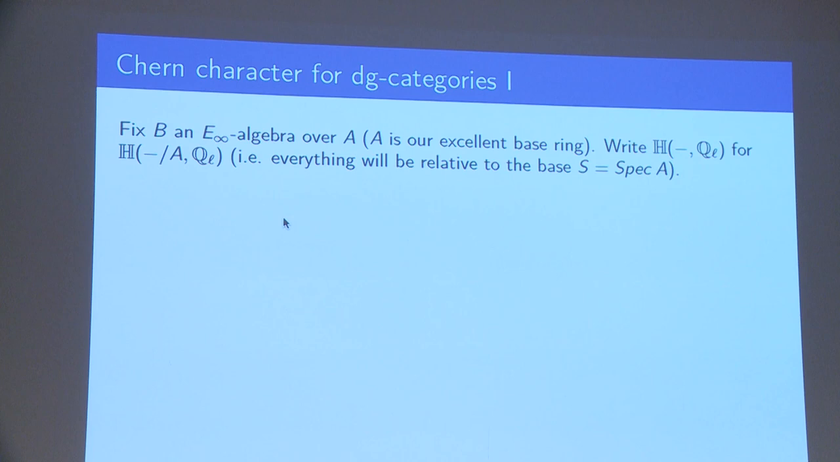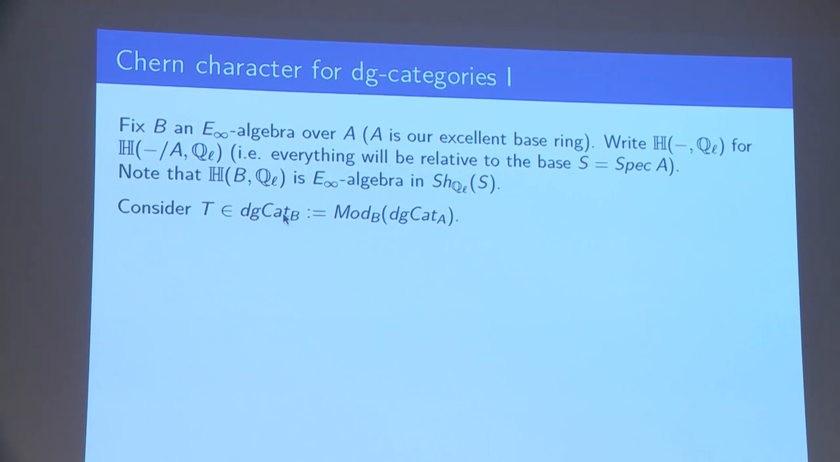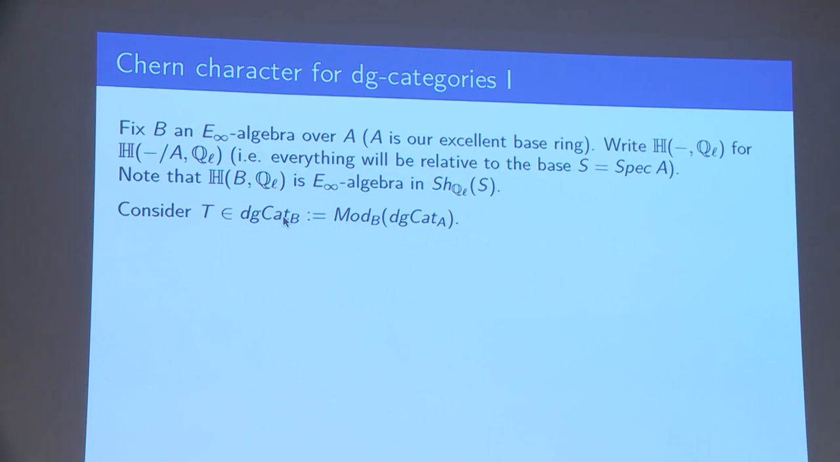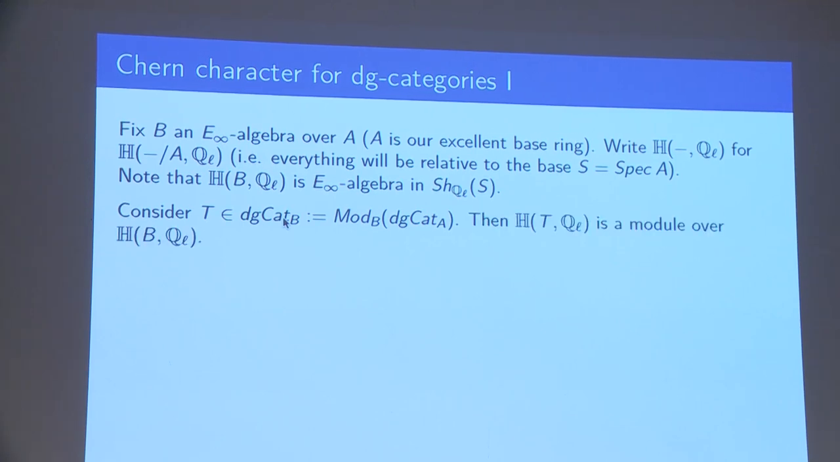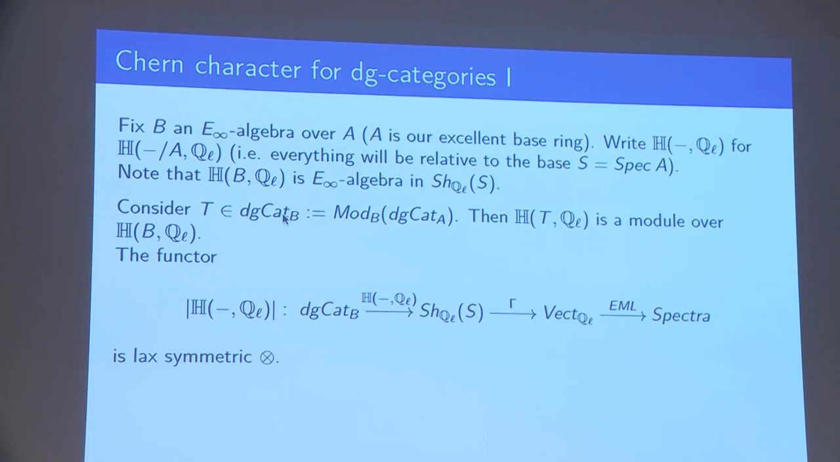And we always work relative to A, so I will just write H Q_l without referring to the fact that everything is over A. And note that if you take the Hall realization of B, so B is an infinity algebra, so you can view it as a DG category, and if you take the realization, this is an infinity algebra in l-adic sheaves. And now you take a DG category which is linear over B. So it's a module in DG categories over A, over B, which is an infinity algebra. Think about this as a B-linear DG category. Then since T is over B, the realization is a module over H B Q_l, which is this infinity algebra in l-adic sheaves.